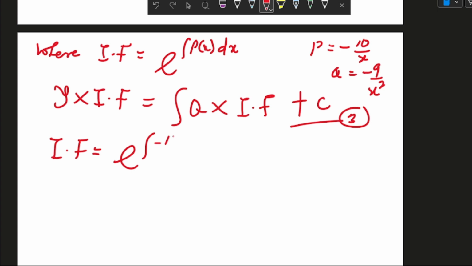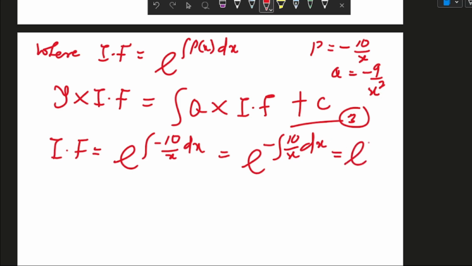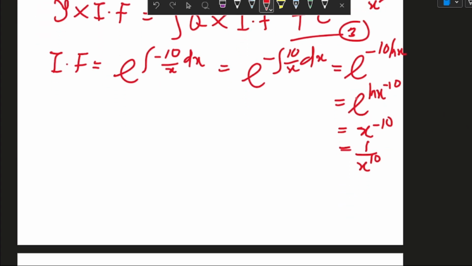So the integral of minus 10 over x dx, if I evaluate this, I have the exponential of minus integral of 10 over x dx, which eventually will become the exponential of minus 10 ln x, right? And eventually I have exponential of ln x to the power of minus 10, which becomes x to the power of minus 10, and that will give me 1 over x to the power of 10. So that's my integrating factor. Now I have my integrating factor.